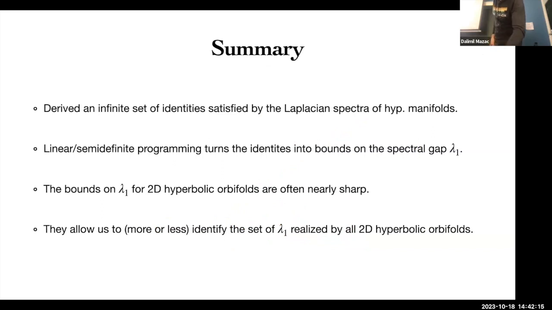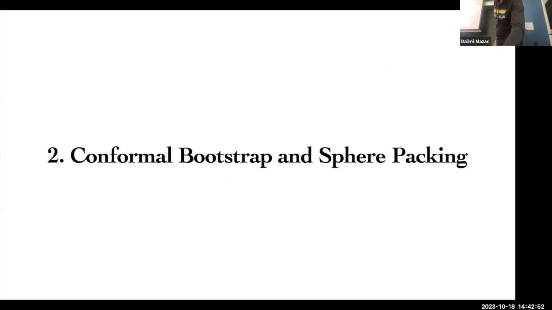Okay, so just a summary of the talk. We derived a set of identities satisfied by the spectral data of the Laplacian in hyperbolic manifolds, and then you can use linear and semidefinite programming to turn these identities into bounds on the spectral gap, lambda1, which is something that we like to do in the bootstrap. In 2D, these bounds are often nearly sharp, and also in 3D, they are sometimes quite sharp. And this more or less allowed us to identify the set of spectral gaps which is realized in all 2D hyperbolic orbifolds.